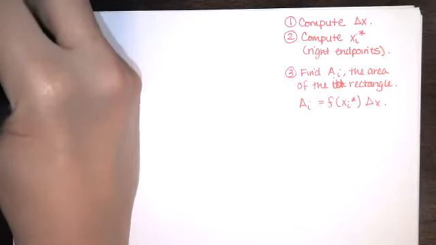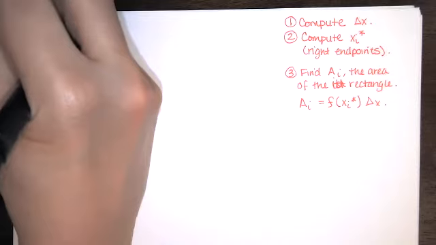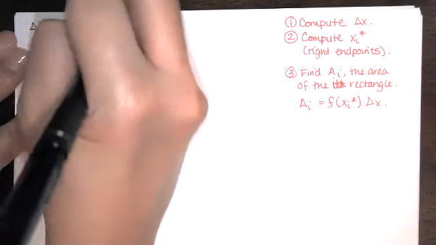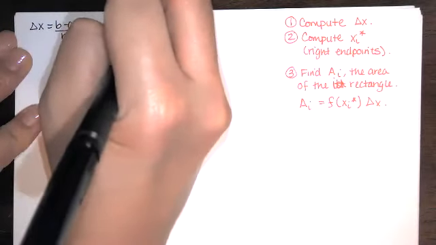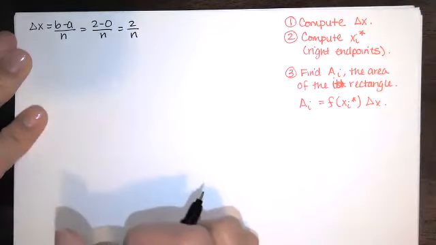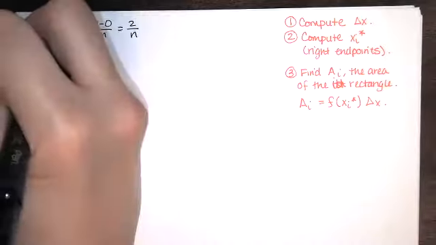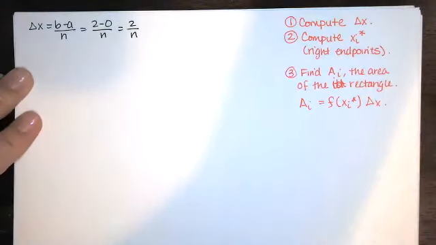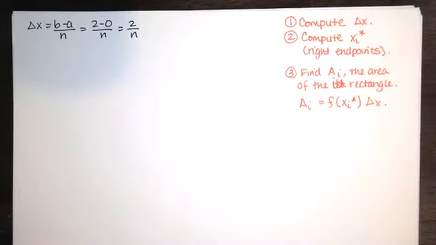So delta x is b minus a over n. That hasn't changed. It's still 2 minus 0 over n. So we've got a width of 2 over n. So n is 100, that's 1 over 50. Then for x sub i star, this time we're using right endpoints.